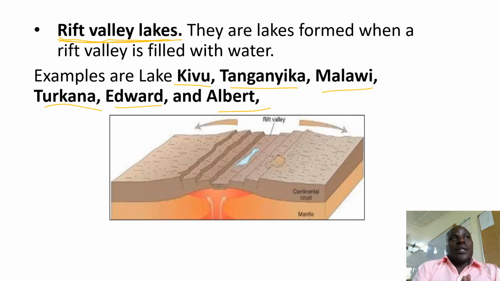It is formed when a rift valley is filled with water. When you check on this diagram, this is a rift valley in the middle here, and when this rift valley is filled with water, it forms a rift valley lake. This is something we covered under 14. It's very clear to everybody.